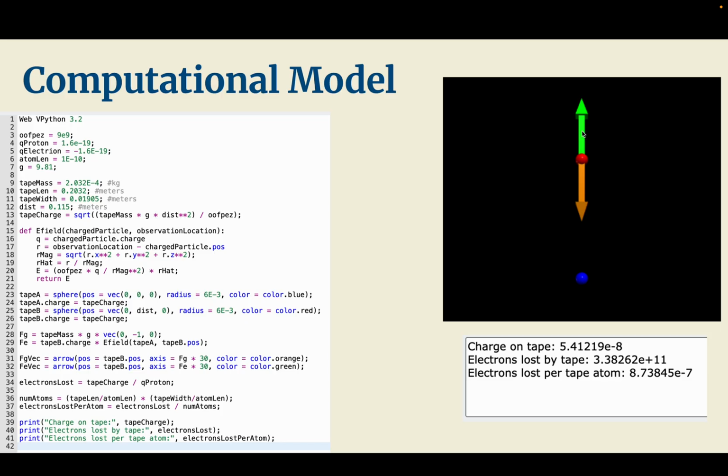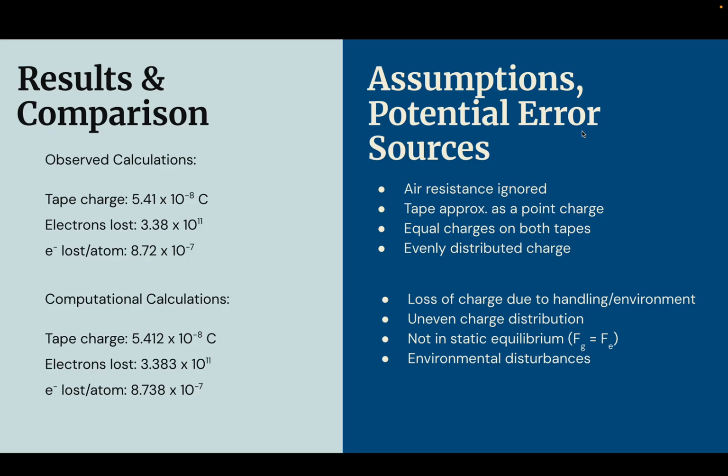We can model this using a computational model which represents the ideal scenario of physics, where we can model each tape as point charges. As you can see, our observed calculations and our computational model have very similar numbers, which indicates a low error.